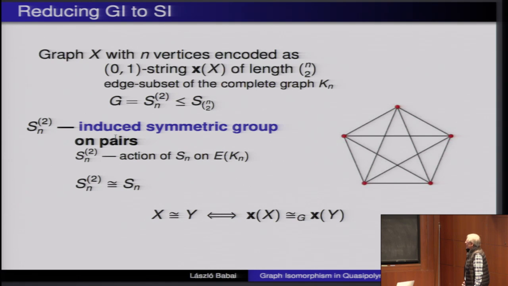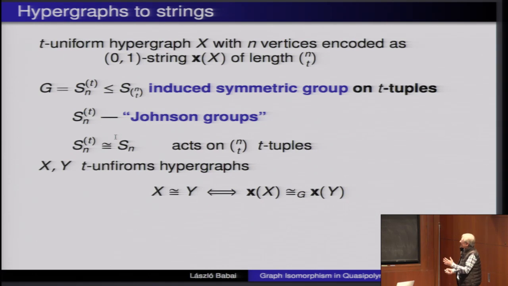So you might ask, okay, can we generalize this also to hypergraphs? If you have a t-uniform hypergraph, then that can be encoded by strings of length n choose t. And then we get what I call a Johnson group, the induced action of the symmetric group of degree n on t-tuples.